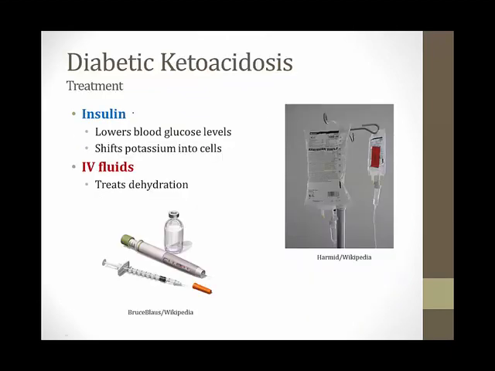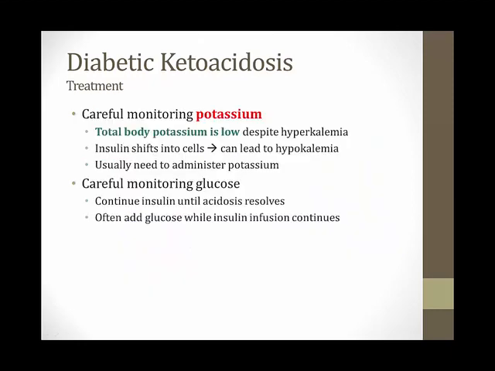The treatment of DKA is to administer insulin. This will lower blood glucose levels. It will also shift potassium into cells to treat the hyperkalemia. In addition, you need to administer IV fluids because these patients are dehydrated from the polyuria, and this will treat the dehydration. When you are treating DKA, you need to carefully monitor the potassium level.